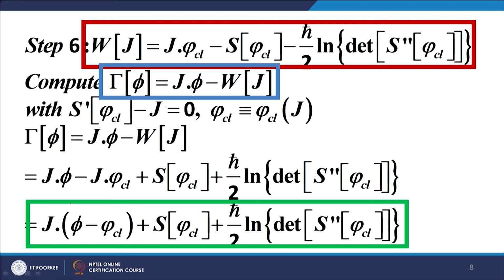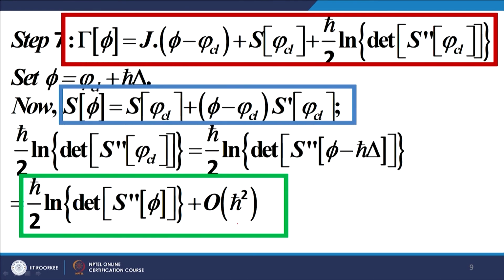So, if we simplify this, I get j into phi minus phi classical plus s phi classical plus this expression which is in the green box. Now, this is the expression brought forward from the previous slide, the expression in the red box. We now expand phi around phi classical by writing phi is equal to phi classical plus h bar and delta. That gives us the expression in the blue box.